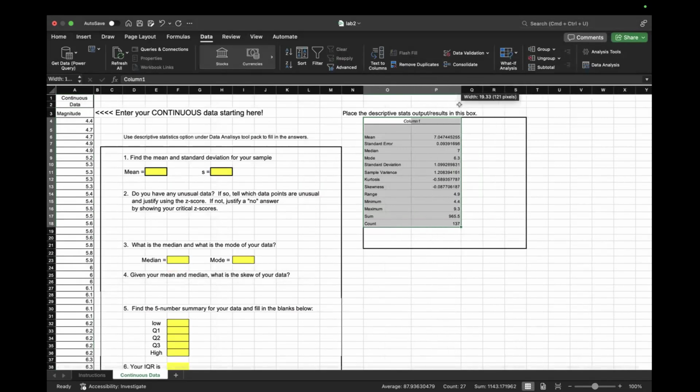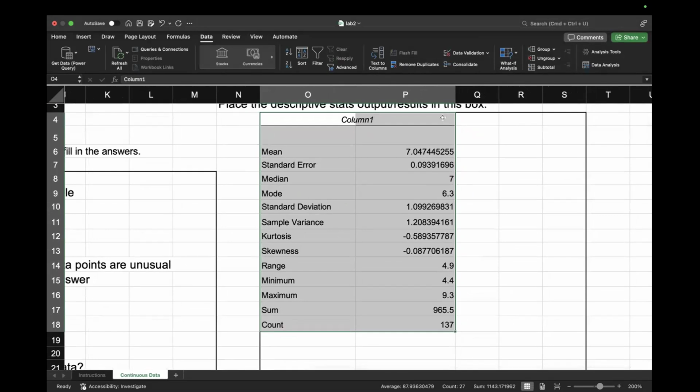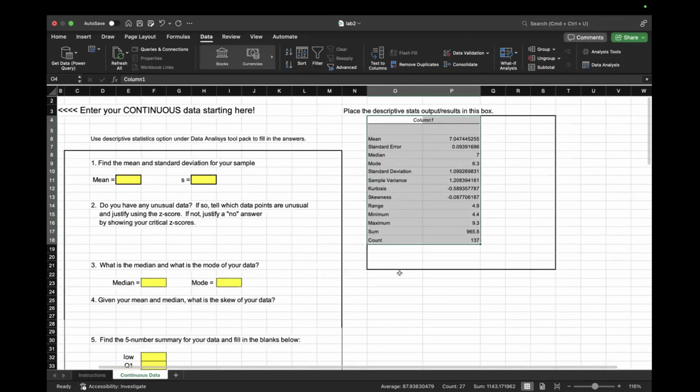Okay. What this gives me, a whole bunch of stuff. You'll learn about standard error later on. Here's my mean, here's the median, there's the mode, my standard deviation, variance. We don't even care about variance. It's the minimum and the maximum. It gives you the range. It adds them all up. It tells you how many you have. It does all sorts of cool stuff.